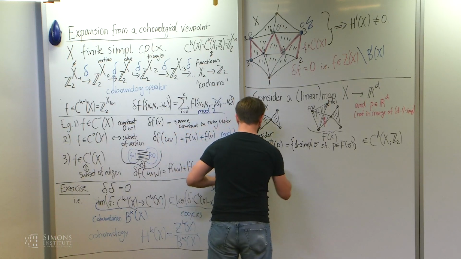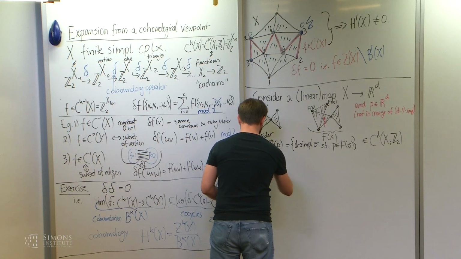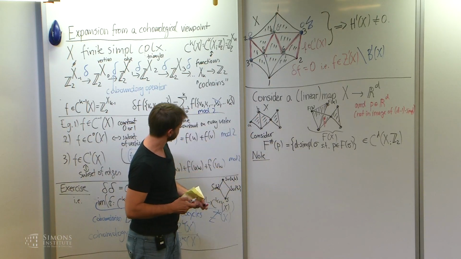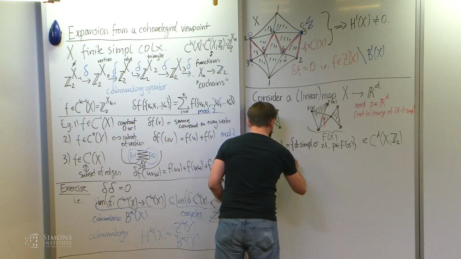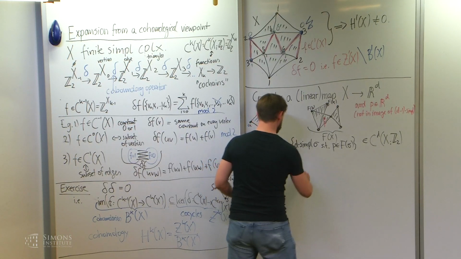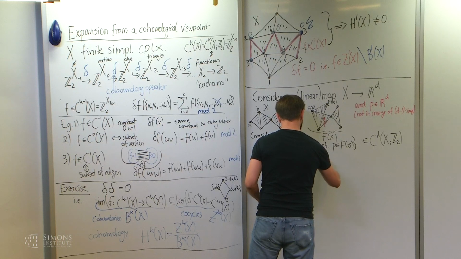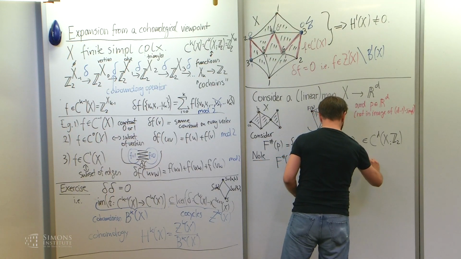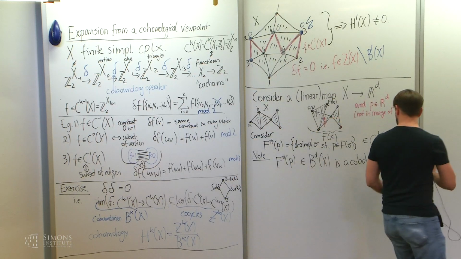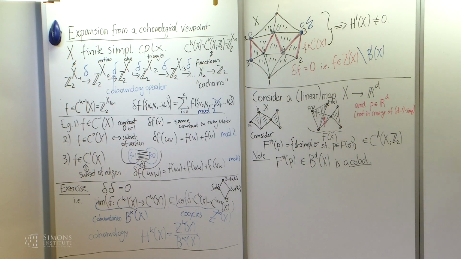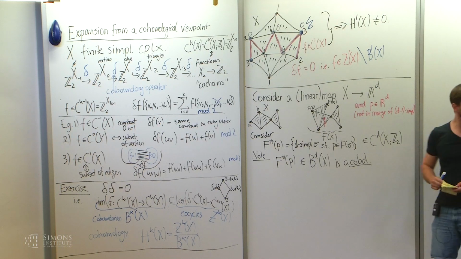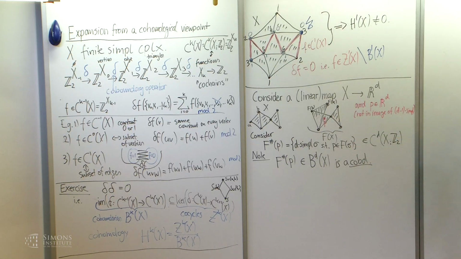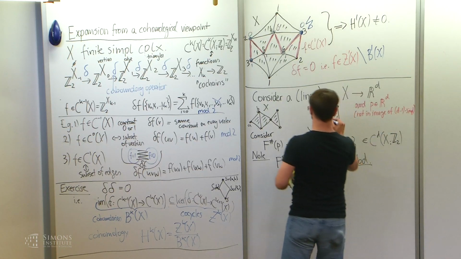So note, and that's kind of the main point of this remark, f sharp of P is actually a coboundary. Okay, so let's see why this is. The reason is the following. You take your point and you pick your favorite ray that emanates from this point to infinity. Let's say this one.